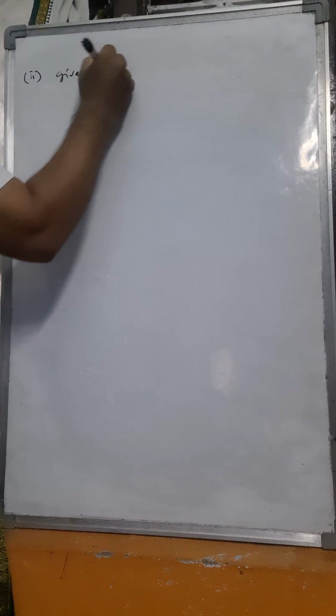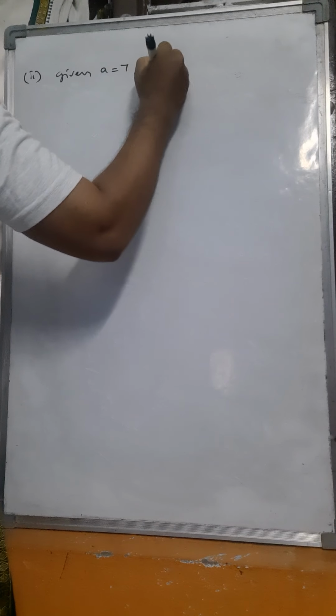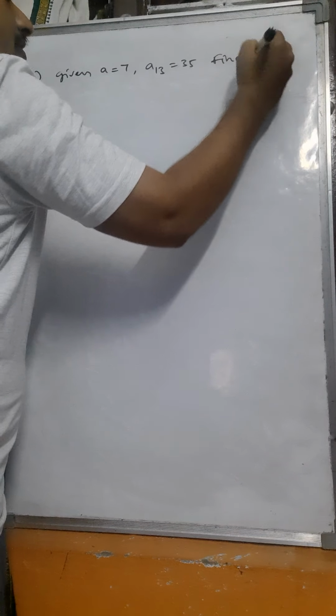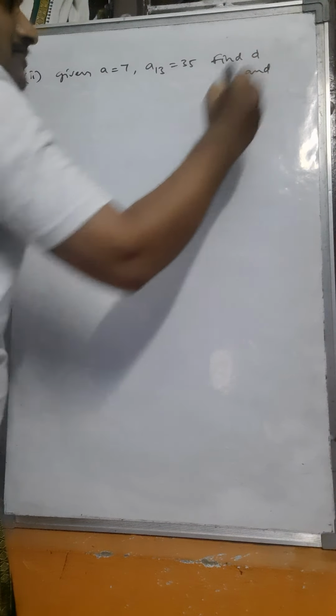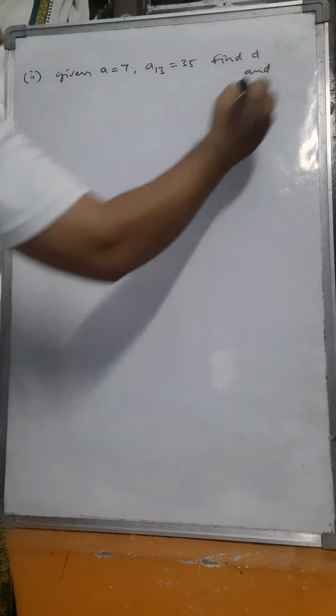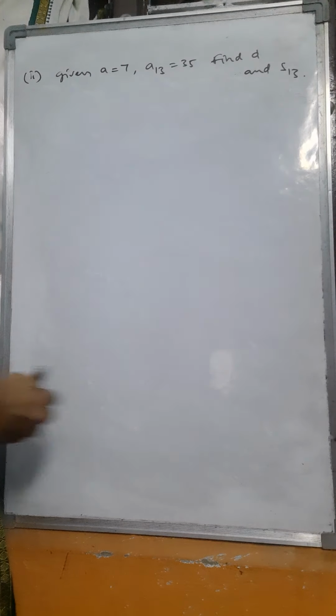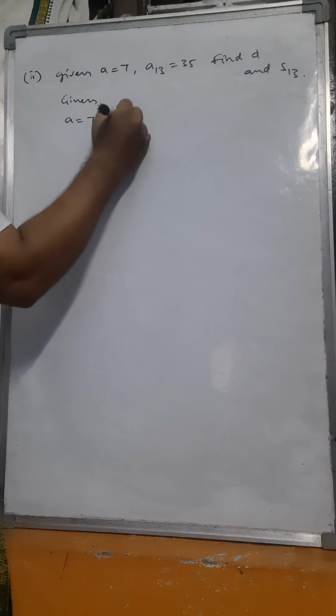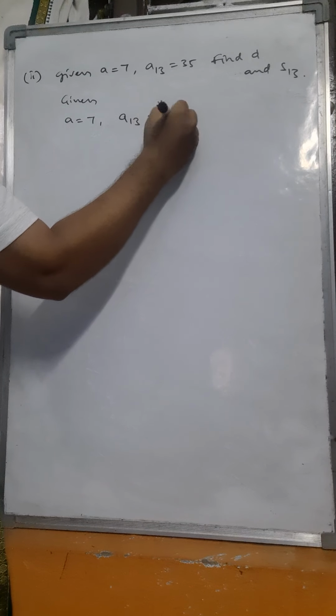Next is the second problem. Given a is equal to 7, a13 is equal to 35. Find D and S13. So here given a is equal to 7 and a13 is equal to 35.